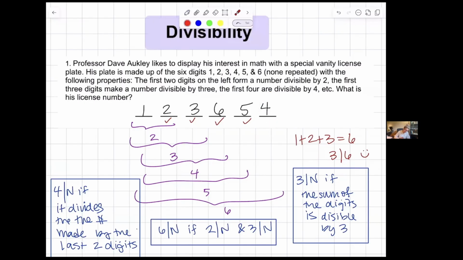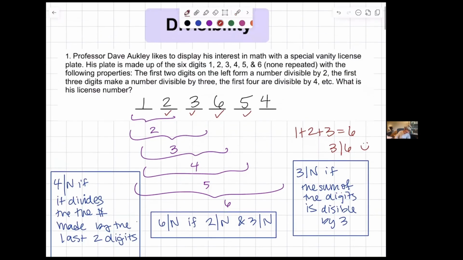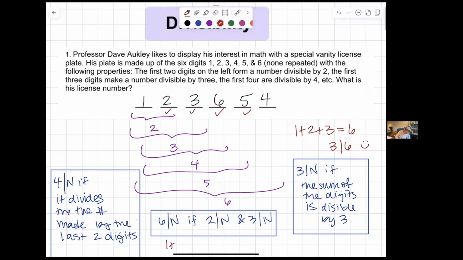And so we have to check that 3 divides the number. So we should check that 1 plus 2 plus 3 plus 6 plus 5 plus 4 is divisible by 3. And let's see, this is 9 plus 6 plus 6. And so that should definitely be divisible by 3, right? Cool. And so this whole thing should be divisible by 3.